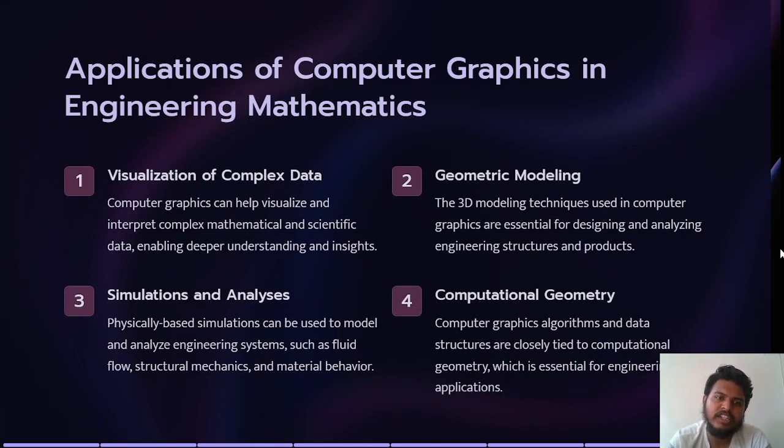Application of computer graphics in engineering mathematics. Visualization of complex data. Computer graphics can help visualize and interpret complex mathematical and scientific data, enabling deeper understanding and insights. Geometric modeling. The 3D modeling techniques used in computer graphics are essential for designing and analyzing engineering structures and products. Simulation and analysis. Physically based simulation can be used to model and analyze engineering systems such as fluid flow, structural mechanics, and material behavior. Computational geometry. Computer graphics algorithms and data structures are closely tied to computational geometry, which is essential for engineering applications.